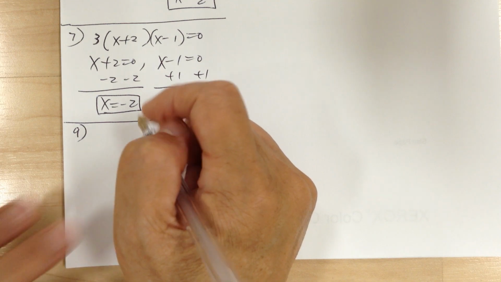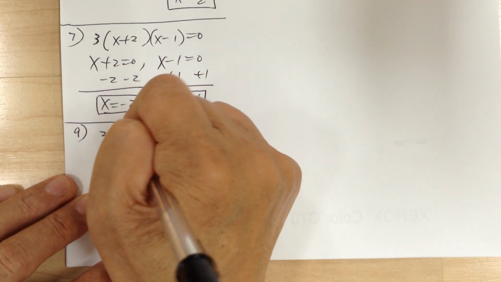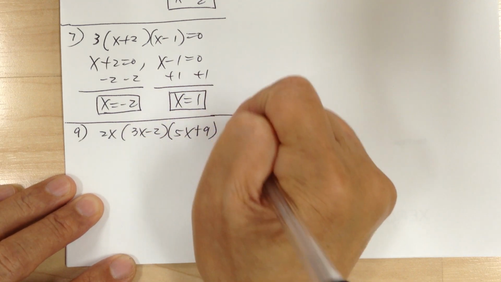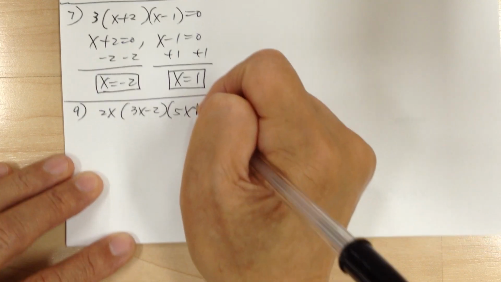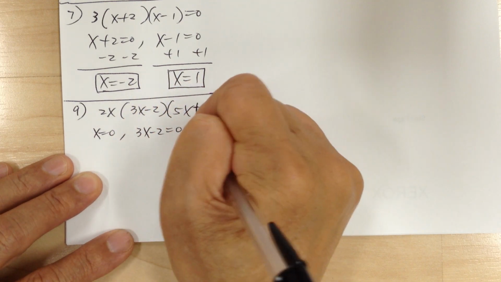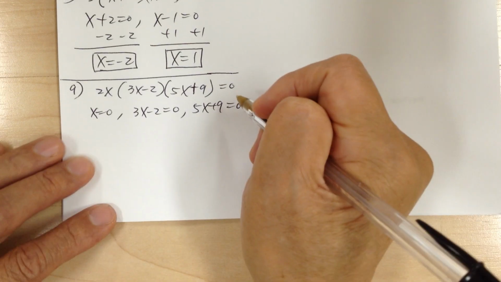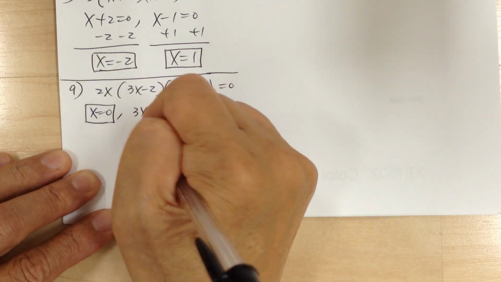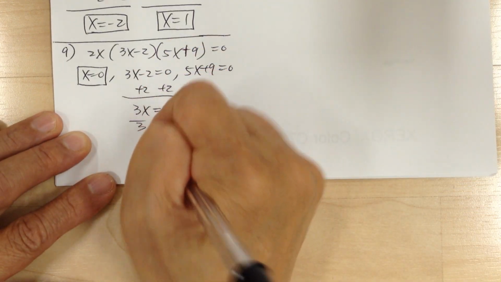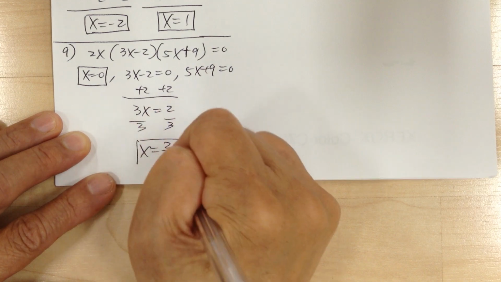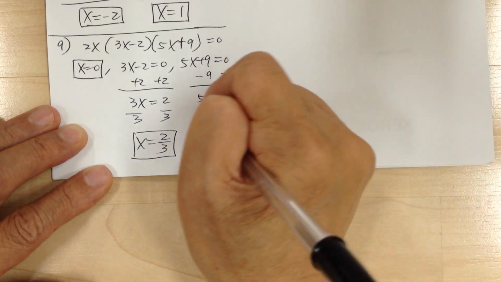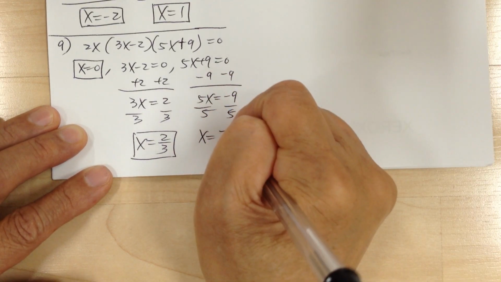Okay, number 9. You have 2x, 3x minus 2, 5x plus 9 equal to 0. So you're going to get x equal to 0, 3x minus 2 equal to 0, 5x plus 9 equal to 0. So this is already done. This one you plus 2 on each side. So you got 3x equal to 2. Then you divide by 3 on each side. So x equal to 2 over 3. This one you minus 9 on each side. So you got 5x equal to negative 9. Divide by 5 on each side. So x equal to negative 9 over 5.